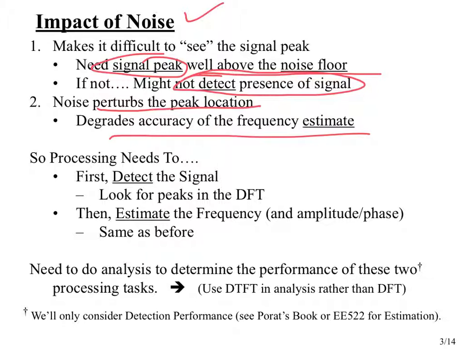So in general, the idea is that we first try to detect the signal by looking for some significant peaks sticking up above the noise floor, and then try to estimate the frequency. And maybe even try to find out what was the amplitude of the sinusoid, and maybe also what was the phase. So in this set of notes and in this course, we're really only going to talk about the detection part of this problem.